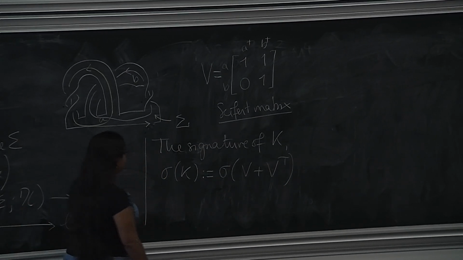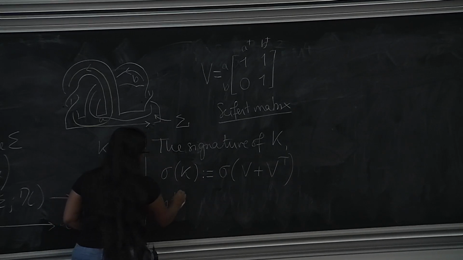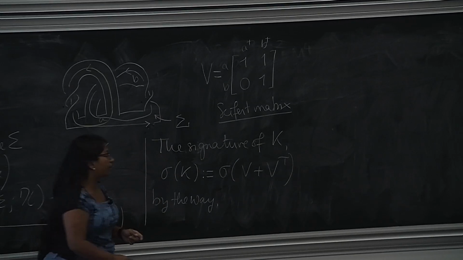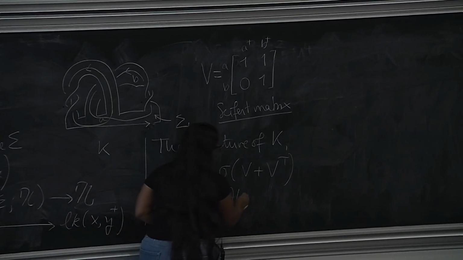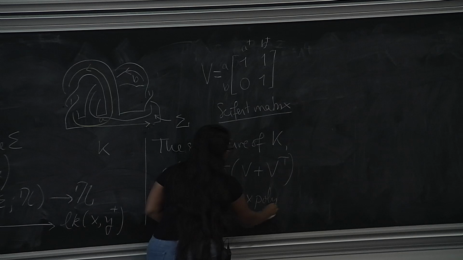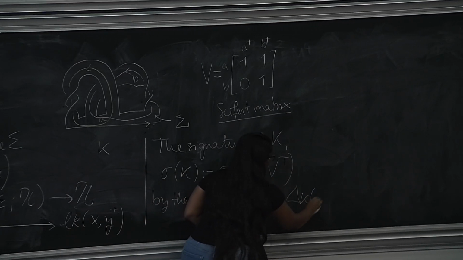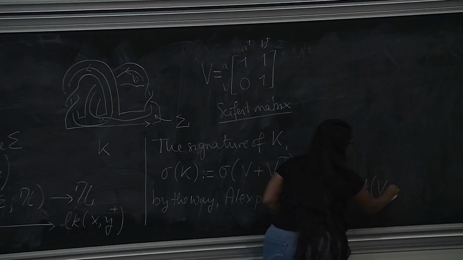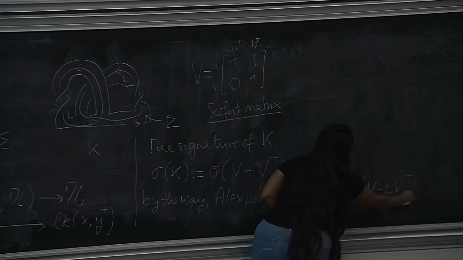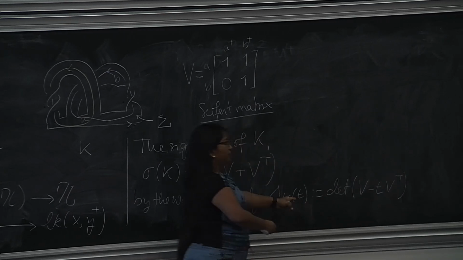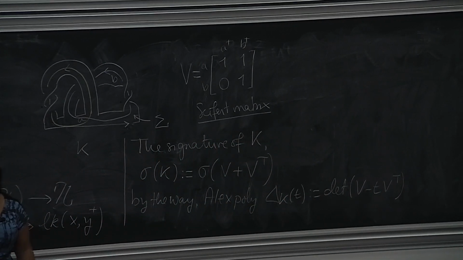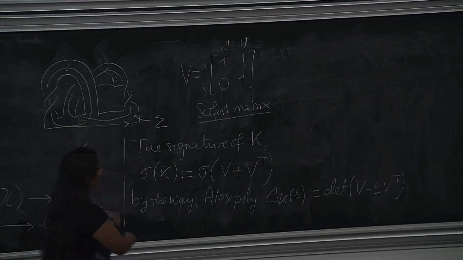Okay? By the way, Powell mentioned the Alexander polynomial. The Alexander polynomial is by definition the determinant of V minus T V transpose, where T is the variable that you'll see in the Alexander polynomial. I will not use that, but it came up, so it's a very computable thing.